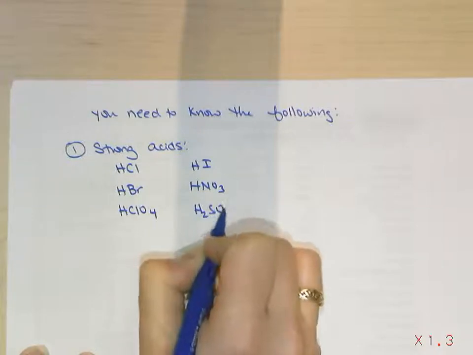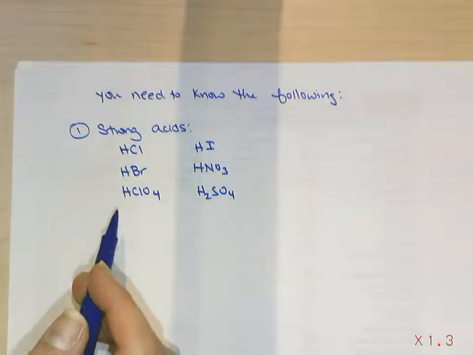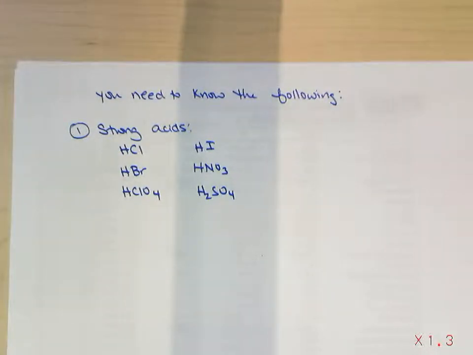You need to know 6 strong acids. These are the 6, and the only 6, that we consider strong in this class. So hydrochloric, hydrobromic, hypochlorous, hydrogen iodide, nitric, and sulfuric acid. Those are the 6 acids that are considered strong. The other acids we'll just call weak. So if it's not one of those 6, it's a weak acid.